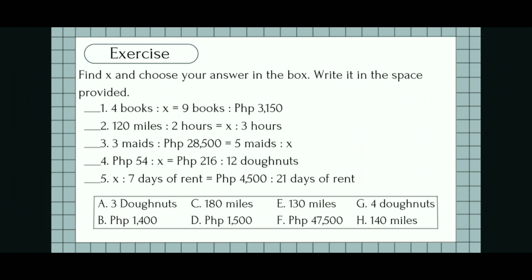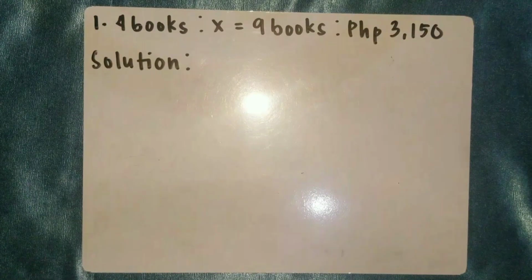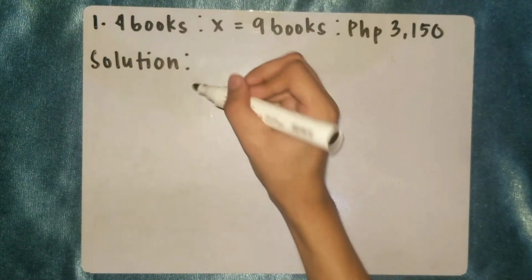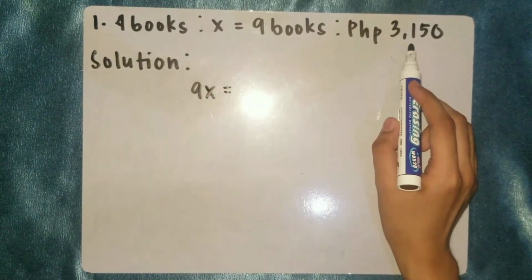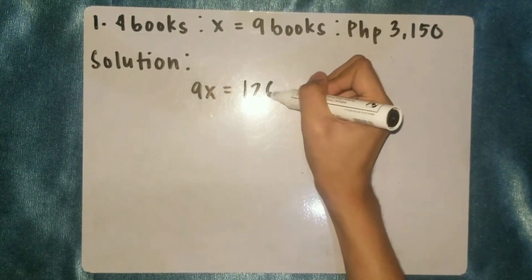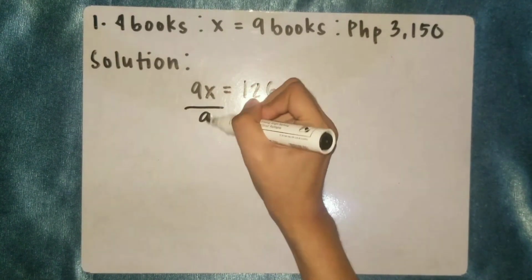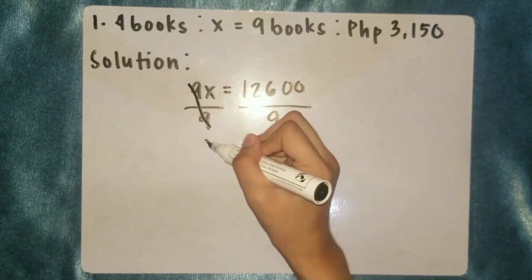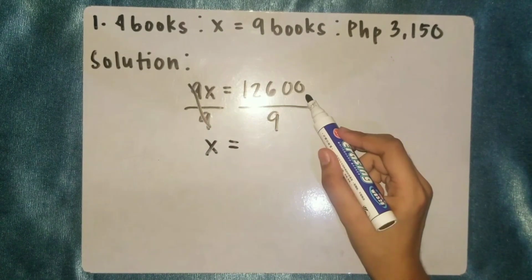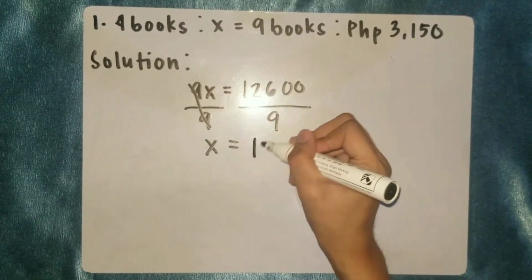Number 1. 4 books is to x equal 9 books is to 3,150 pesos. The answer is letter B, 1,400 pesos. Solution. X times 9 books equal 9x. 4 books times 3,150 pesos equal 12,600. Divide 9 by both sides. 9x divided by 9 equal x. 12,600 divided by 9 equal 1,400.